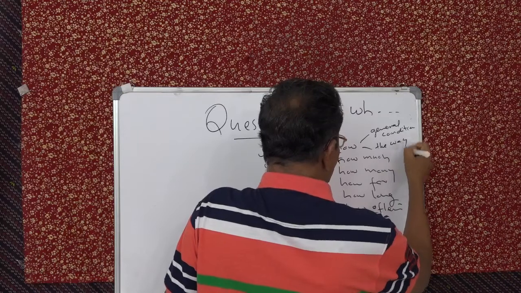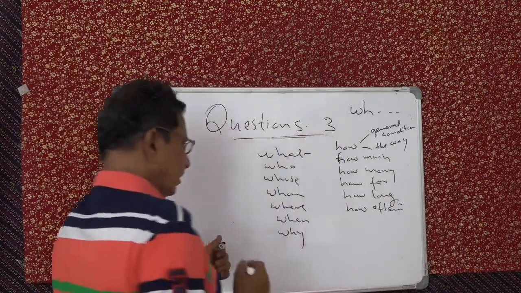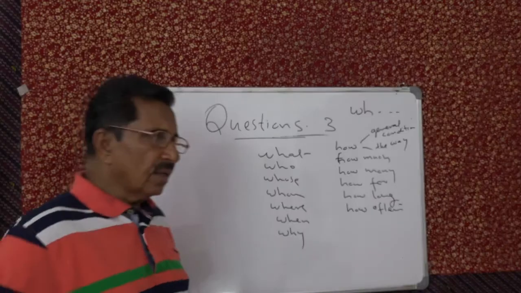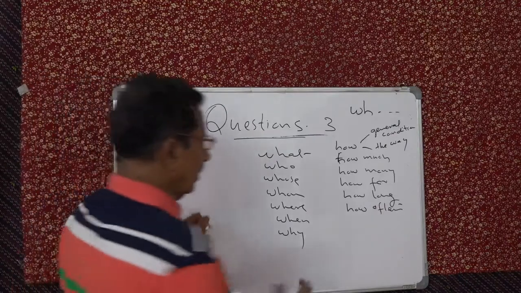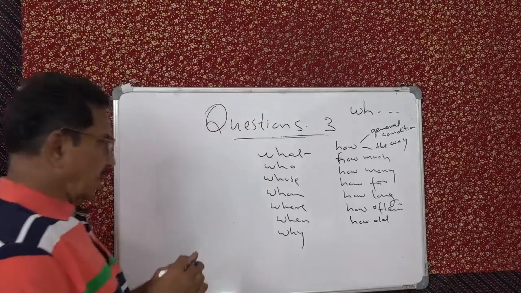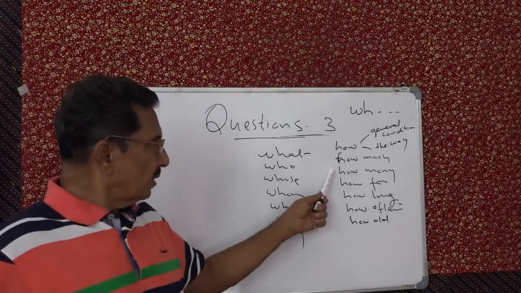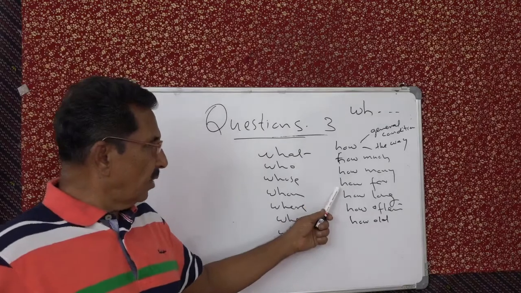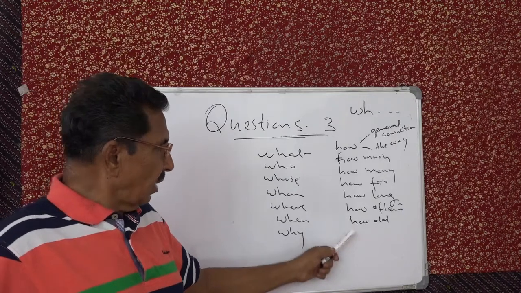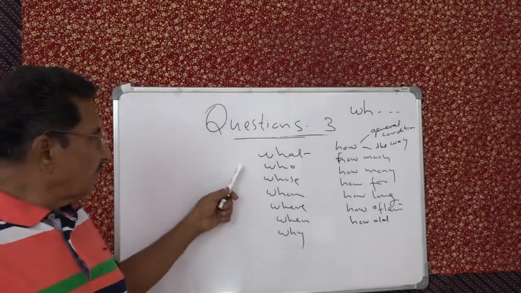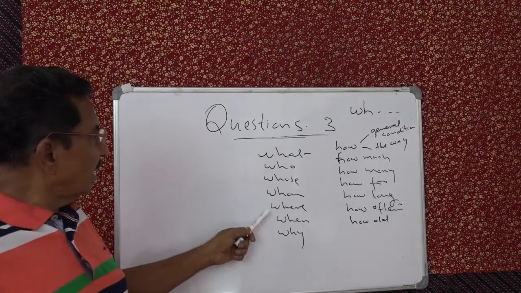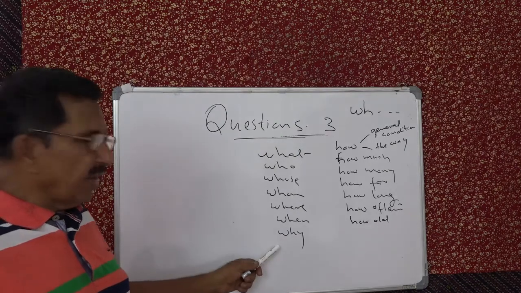The way you travel. How much, quantity. How many, number. And also you can say age: how old? So you have got how much, quantity; how many, number; how far, distance; how long, duration of time; how often, frequency; how old, age; what, something; who, the person; whose, belonging; whom, to whom you talk; where, place; when, time; and why, reason.